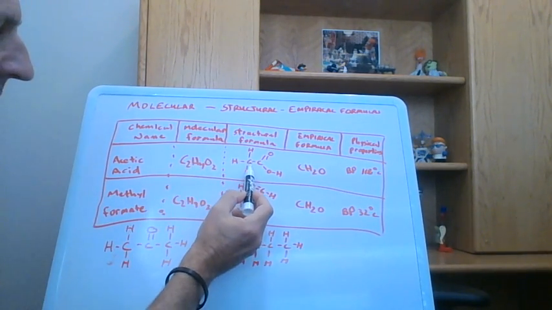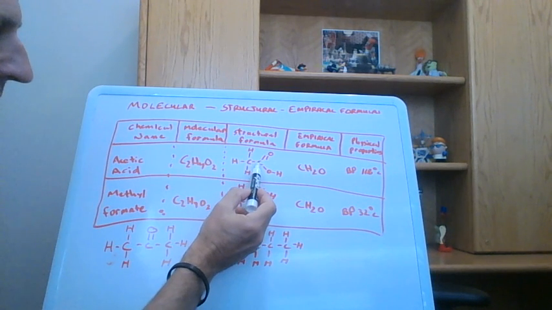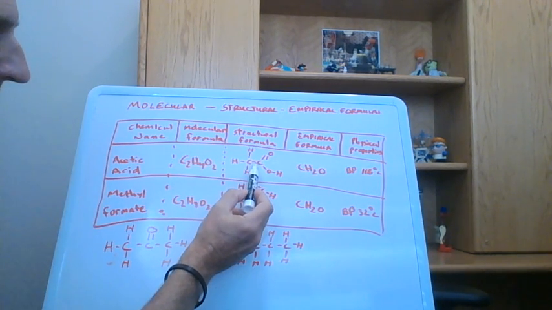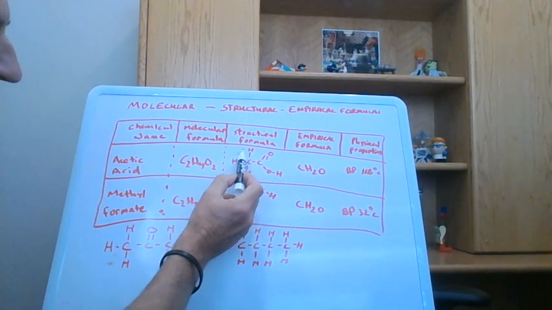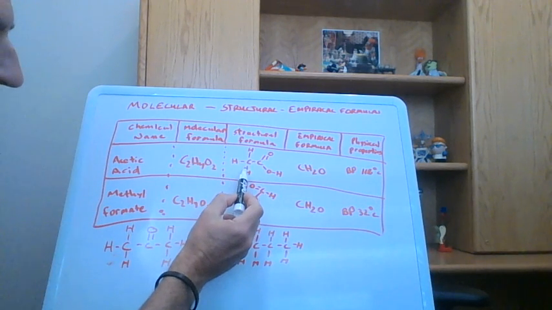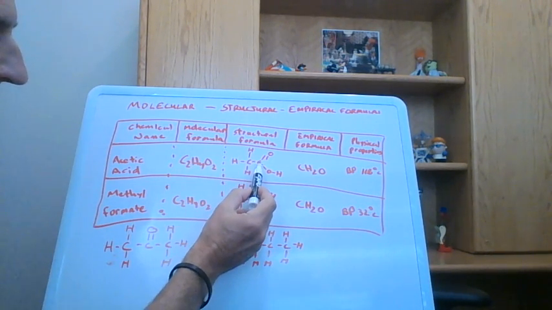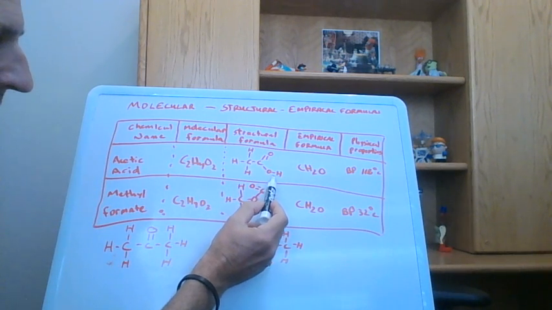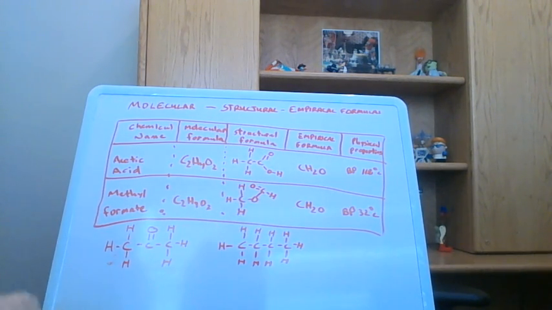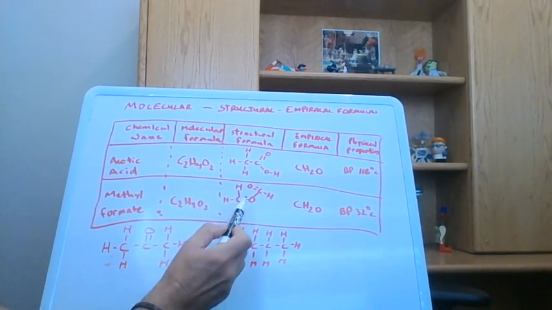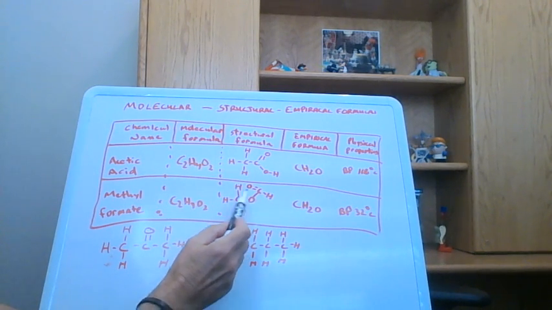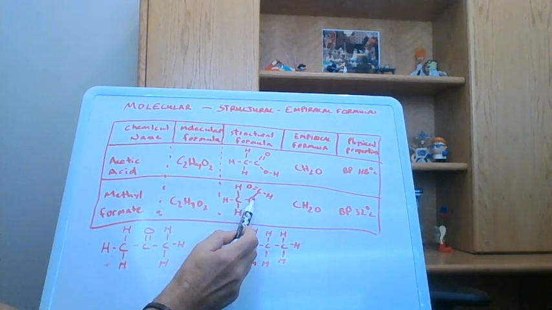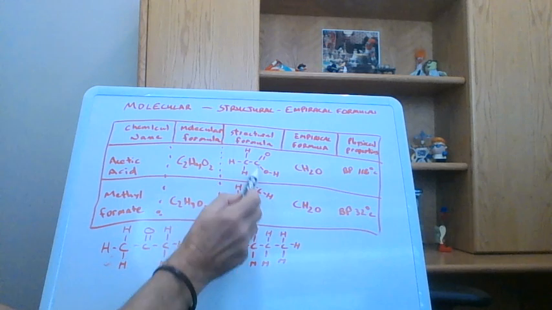So in acetic acid, we have these 2 carbons sharing electrons and making a covalent bond here. This carbon is connected to 3 hydrogen atoms as well with covalent bonds. This carbon has a double bond with oxygen and a single bond with oxygen, and this oxygen is connected to a hydrogen atom out here. In the methyl formate, we have a little different structure where this oxygen is inside here and the carbon is up there.